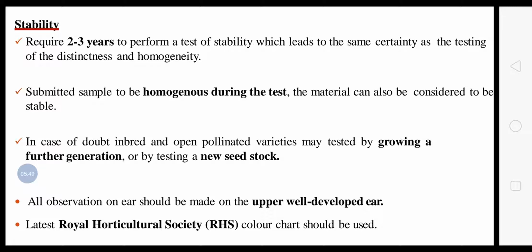If the submitted samples are homogeneous during the test, the material can also be considered to be stable. In case of double inbred and open pollinated varieties, this may be tested by growing a further generation or by testing a new seed stock. All observations on the ear should be made on the upper well developed ear, and the Royal Horticultural Society color chart should be used to distinguish the characters, because if we take anthocyanin pigmentation in maize, the pigmentation intensity may be different from one variety to the other.